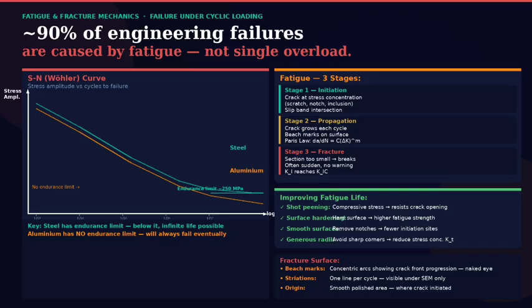To improve fatigue life, eliminate stress concentrations. Shot peening introduces compressive surface stress that resists crack opening. Smooth machine surfaces and generous radii at all section changes are essential design rules.